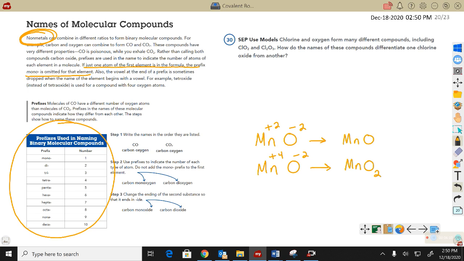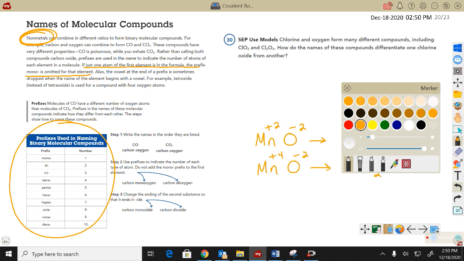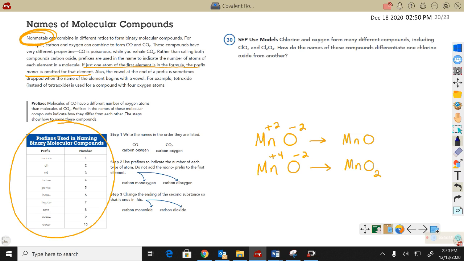So in question 30, there are different forms of chlorine and oxygen that bond together. And so we want to write maybe the names. How do the names of these compounds differentiate one chlorine oxide from another? Well, the names are going to have those prefixes indicating how many atoms of each element are bonded together.